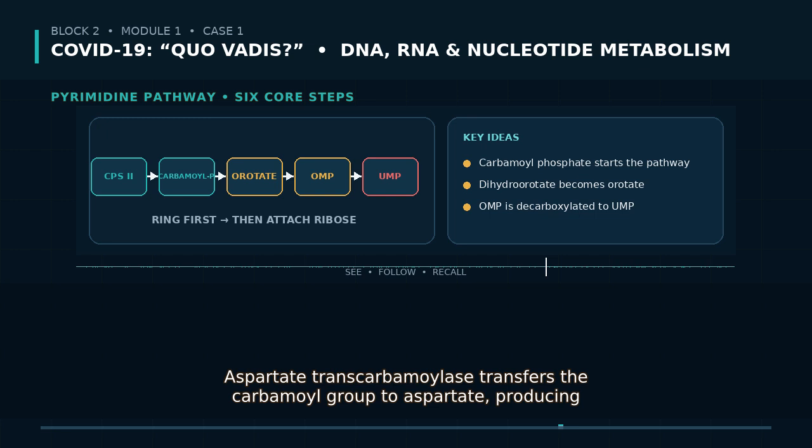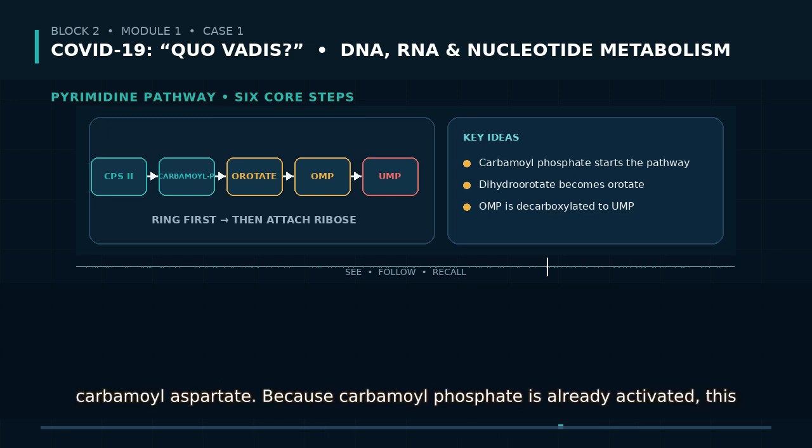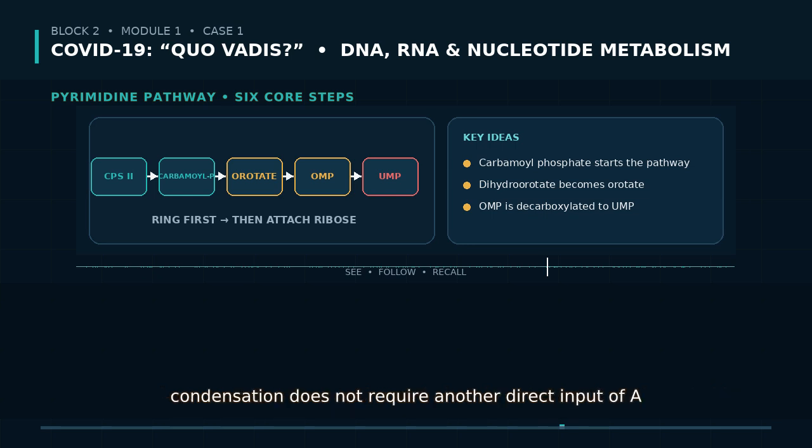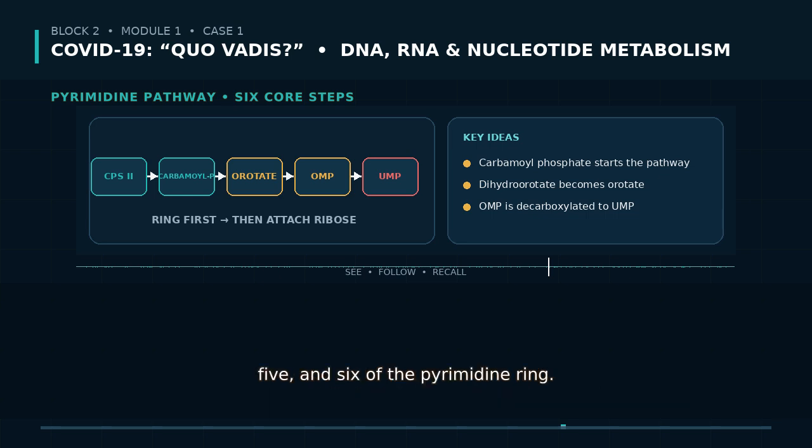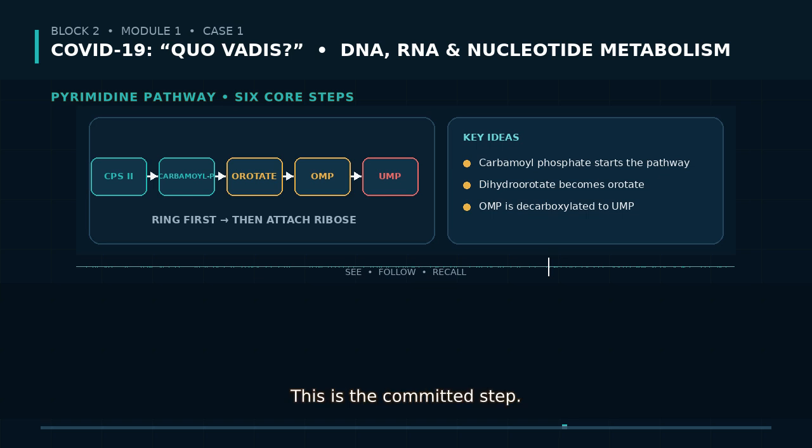UMP is phosphorylated by UMP kinase, also called uridylate kinase, to form uridine diphosphate, or UDP. Nucleoside diphosphate kinase then forms uridine triphosphate, or UTP. UTP is the direct precursor of cytidine triphosphate, or CTP. CTP synthetase uses glutamine, ATP, and water. Glutamine supplies the amino group that converts the uracil-type ring into the cytosine-type ring.